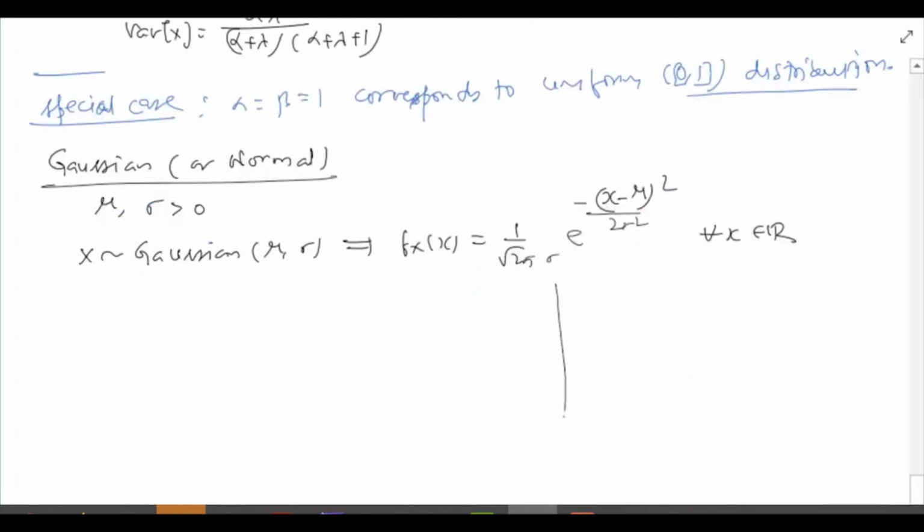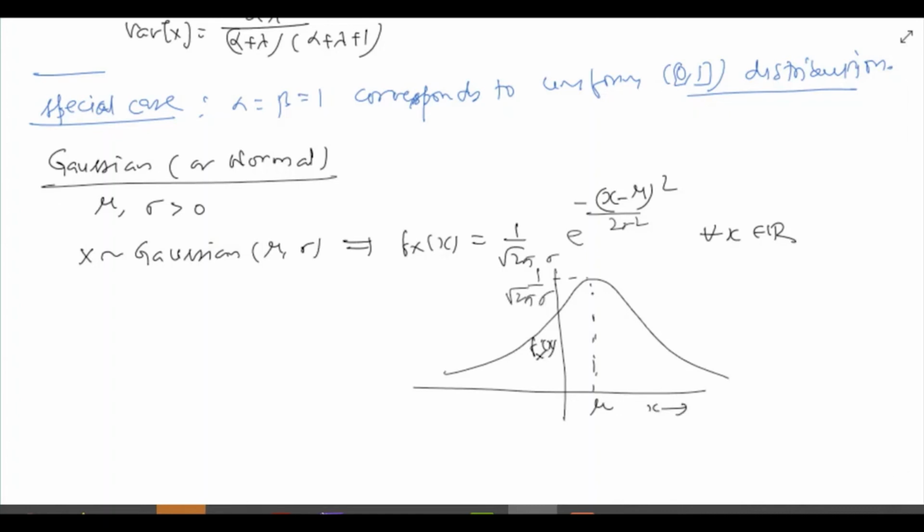If we plot this PDF, it looks like a bell-shaped curve, something like this, with its peak at mu and the value of the PDF at the peak 1 over root 2 pi sigma. This normal distribution is also denoted as N(mu, sigma square).